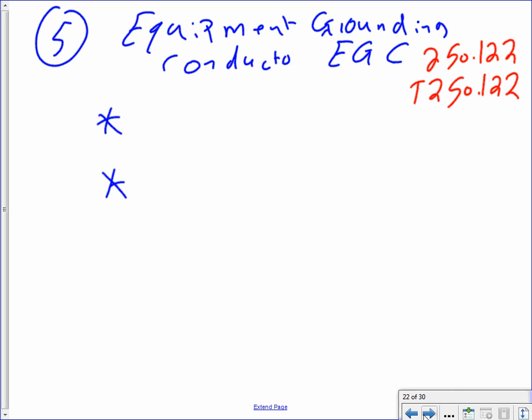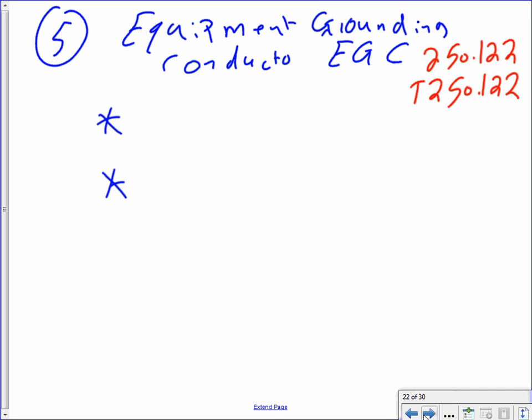Equipment grounding conductor. Now, if you're using EMT conduit or rigid, you don't need an equipment grounding conductor. If you're not using an EMT conduit, you need an equipment grounding conductor. A lot of engineers, guys, when they use an EMT conduit, like also with feeders to pull an equipment grounding conductor with it. So equipment grounding conductor, very easy, guys.